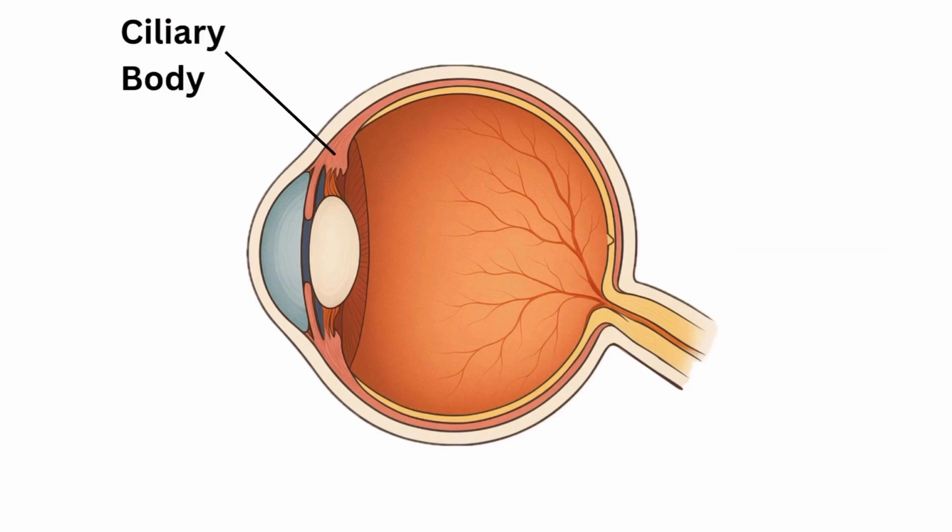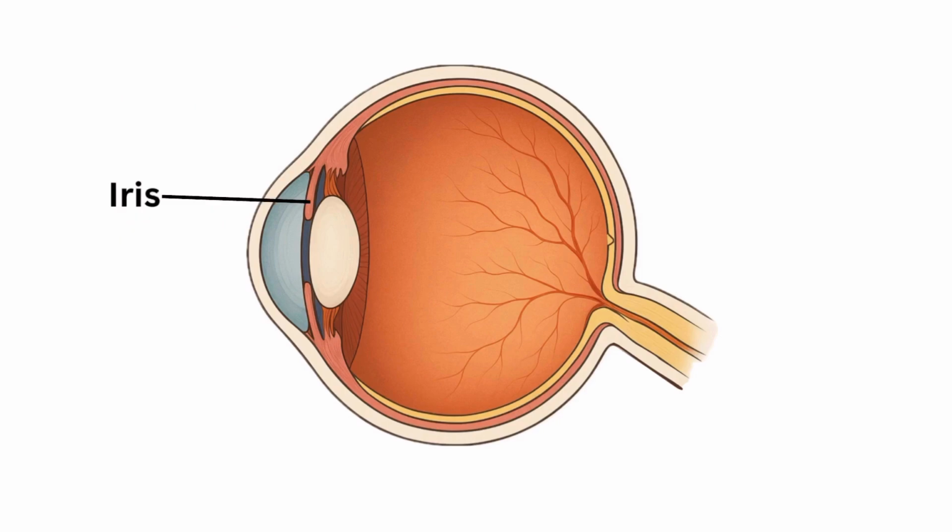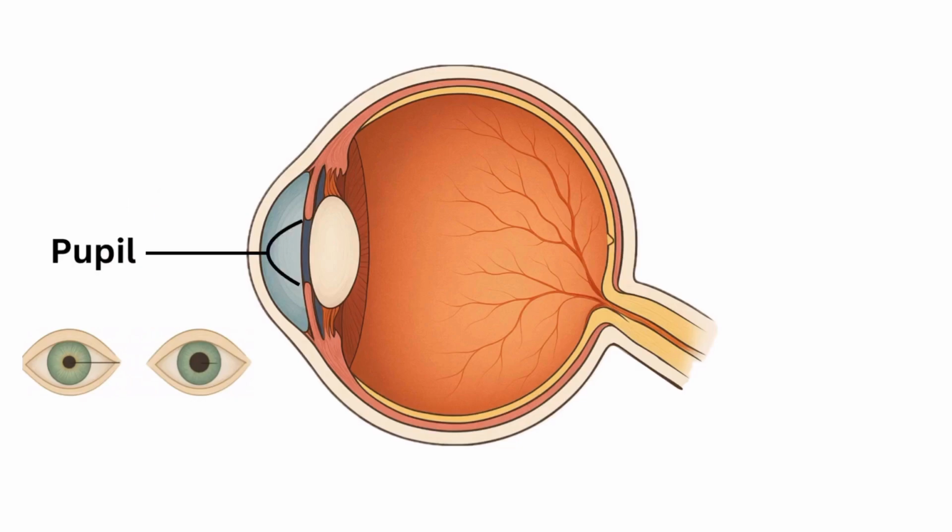The ciliary body contains the ciliary muscles, which control the tension of the suspensory ligaments during focusing. These ligaments hold the lens in position and adjust its shape for near and far vision. The iris, the colored part of the eye, uses its muscles to adjust the size of the pupil, controlling how much light enters. The pupil is simply the opening, allowing that light in.